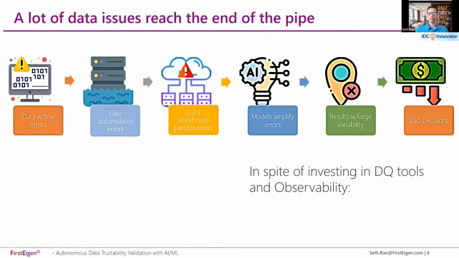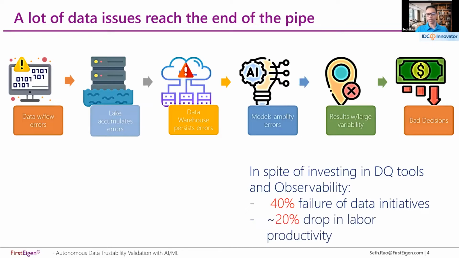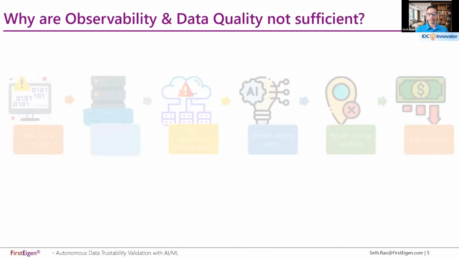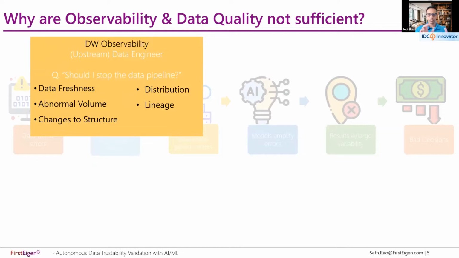So in spite of the observability tools and the data quality tools, a lot of investment going in, why do we still get a lot of errors? About 40% of the initiatives fail. There's a huge drop in productivity as well. So why is that? Now, let's take both of these and look at what exactly they provide. Observability is mainly designed for upstream data engineers, and it tries to address these 5 questions. The first 3 are the most important ones that it tries to answer.